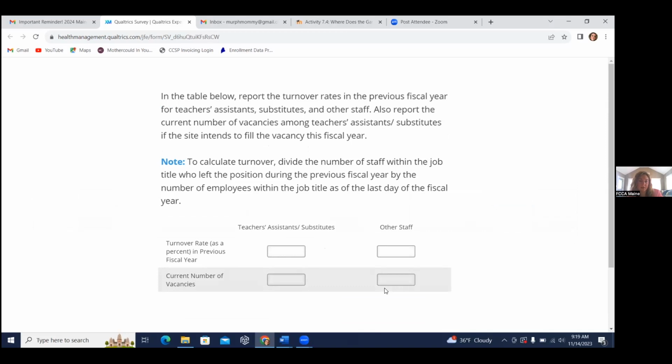It explains how to calculate a turnover rate if you don't know how to do that, which is very helpful for people. To calculate turnover, divide the number of staff within the job title of the position during the previous fiscal year. So in this example, you have 2 employees and let's say 1 left. That would be 50% turnover rate for your small little center.